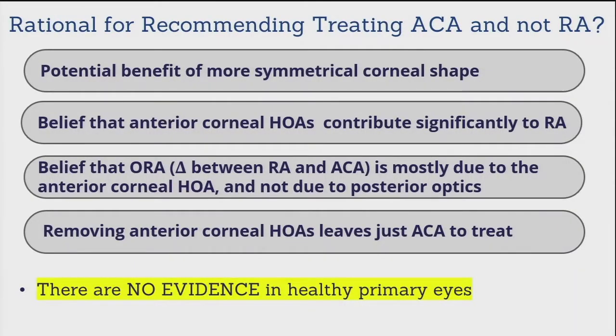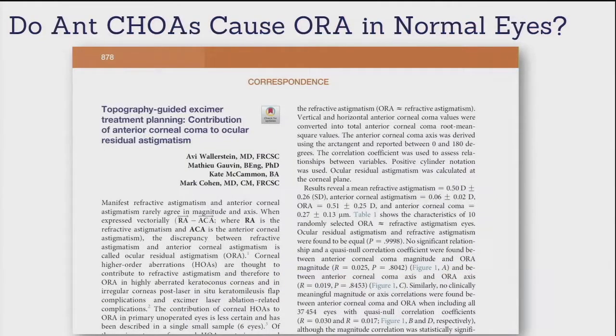The recommendation to treat on ACA is based on the potential benefit of a more uniform corneal shape and the belief that ORA is mostly due to the anterior corneal HOAs, and that removing the HOAs just leaves ACA to treat, but there is no strong evidence to back that. So we looked at the role of anterior corneal HOAs with a review of 37,000 eyes. We examined the contribution of anterior corneal coma to ocular residual astigmatism.